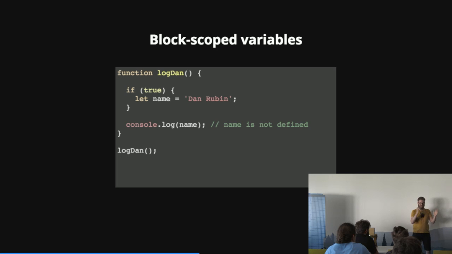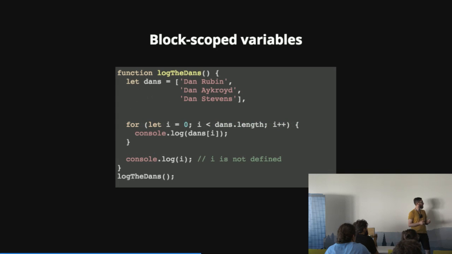So, well, that's another thing. But let is block scope, so it only exists inside the if statement. It can also exist inside a for loop. So if you want to log more Dans, not just Dan Rubin, but also Dan Aykroyd or Dan Stevens, you can have this i inside of the for, and it will not exist outside of it.